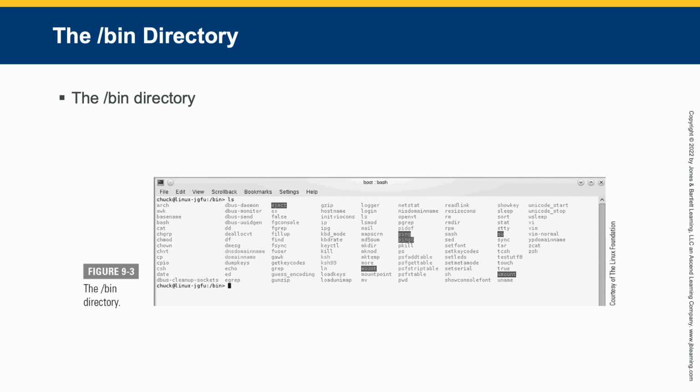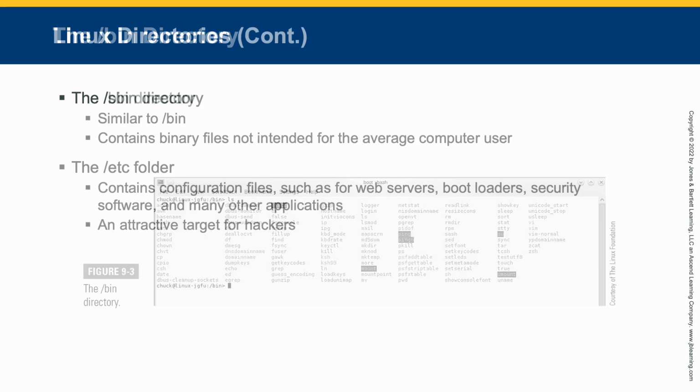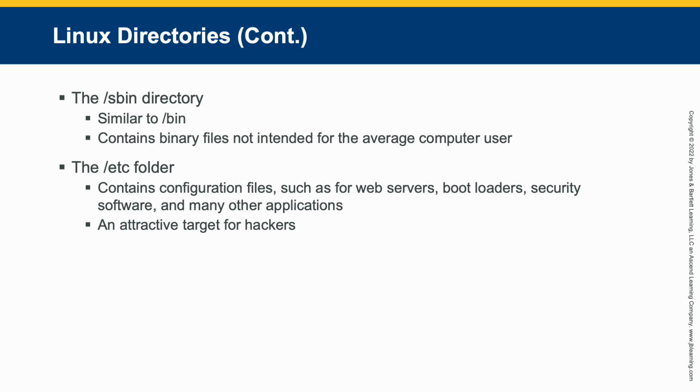The bin or sbin. These directories hold essential system binaries. /bin contains binaries that are necessary for all users, basic commands like ls and cp, while /sbin contains system administration binaries that are typically used by the root user. The etc directory contains configuration files such as for web servers, bootloaders, security software, and many other applications, an attractive target for hackers.